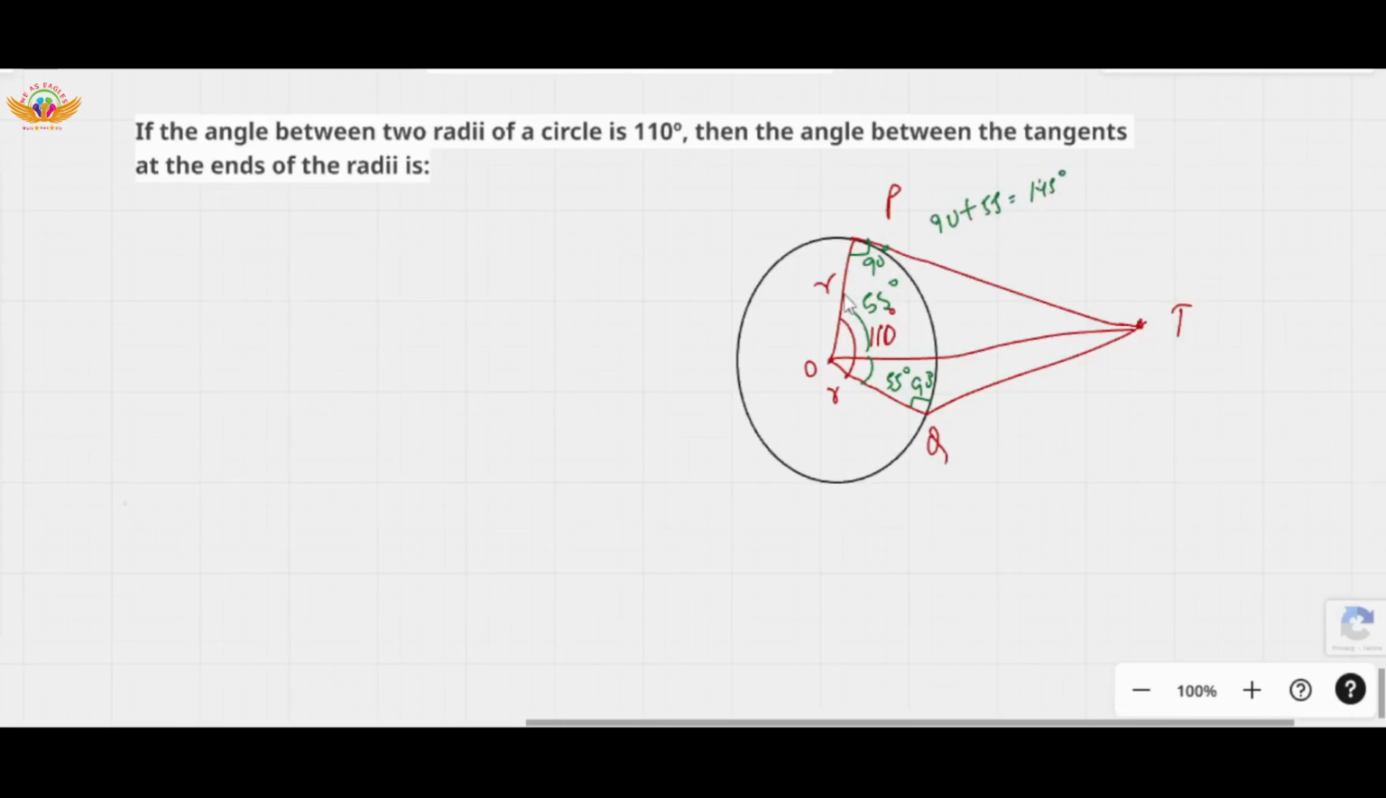And we know the sum of the three angles of a triangle is 180. 180 minus 145 will become 35 degrees. So this angle is 35, and even this angle is also 35. So the total angle will become 70 degrees. So the angle between the tangents is 70 degrees. This kind of question is mostly asked in MCQs, so attempt it.